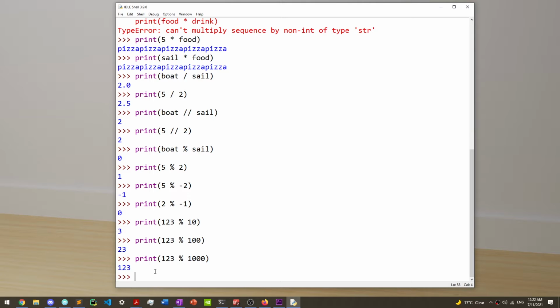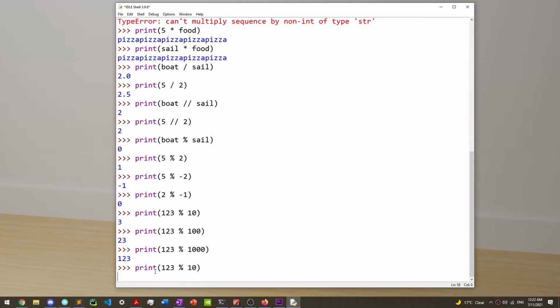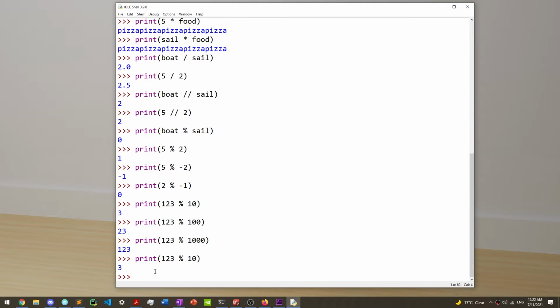And so let's actually see that in action. Let's just clear this part. Let's print 123 mod 10. So that's going to be the last digit. If I wanted the second last digit, so this 2 right here, I would do 123 mod 100, and then divide it by 10, rounded down, to take away the last part.